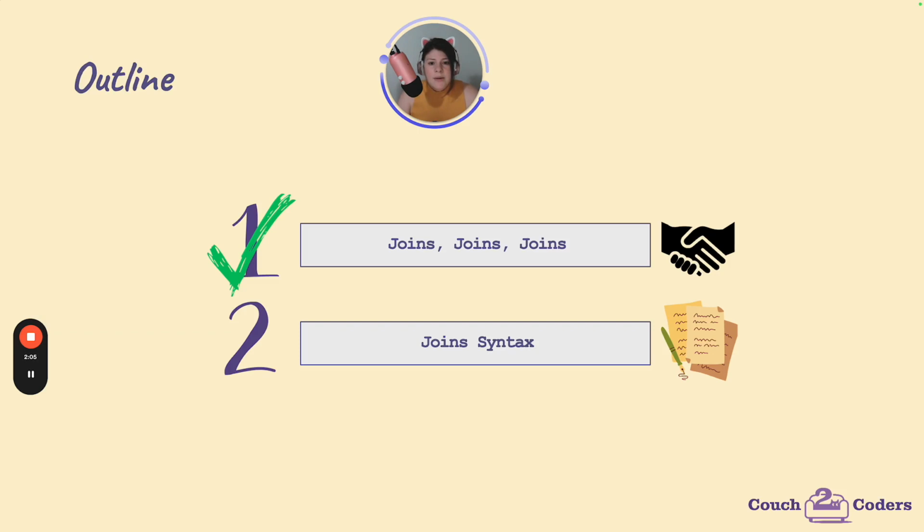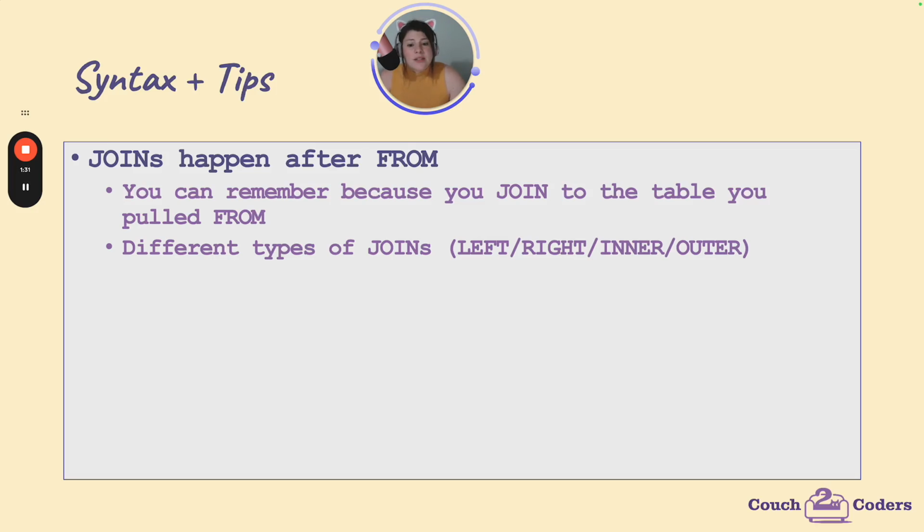Taking a look at our outline, we've already completed part 1, joins, and now we are in part 2, our join syntax. There are different types of joins. I alluded to this a little bit in the previous lesson. We're going to focus on our inner and our left join, but there's also things called right and outer joins.